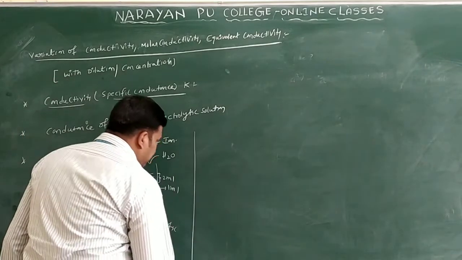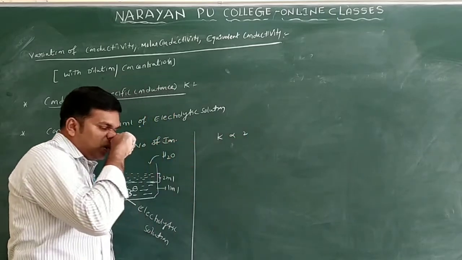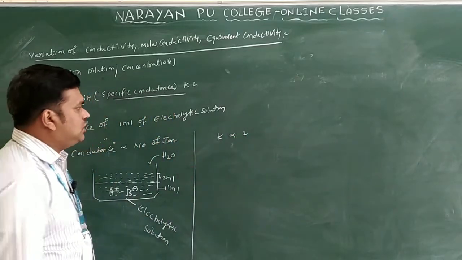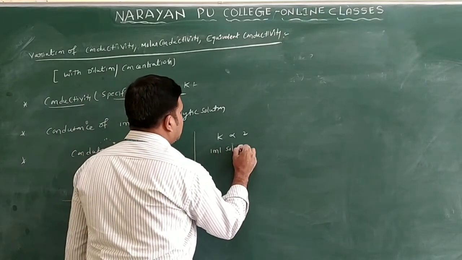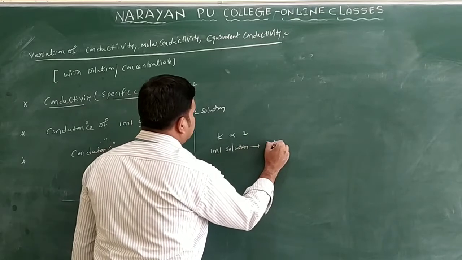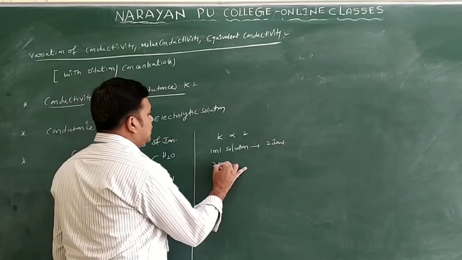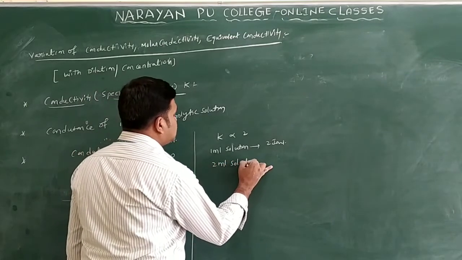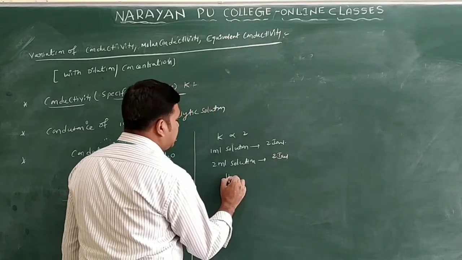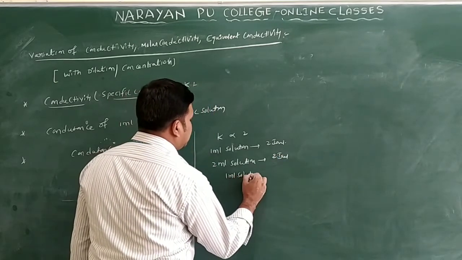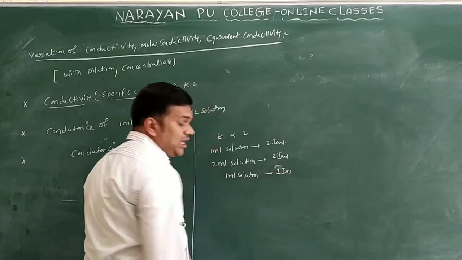So I will write here conductivity is directly proportional to 2 only, because 1 ml of the solution contains 2 ions only. If we take 2 ml of solution, it also contains 2 ions only. From this you can write, 1 ml of solution contains 1 ion only.